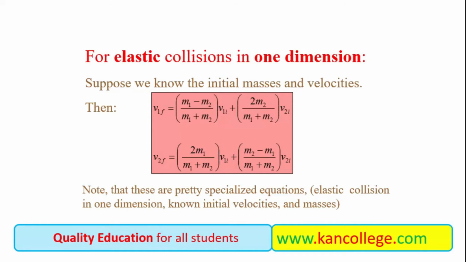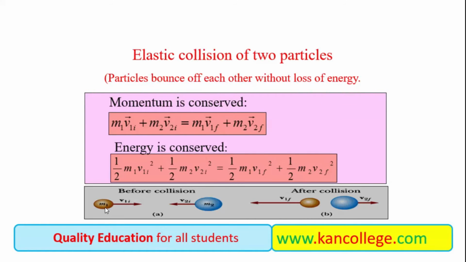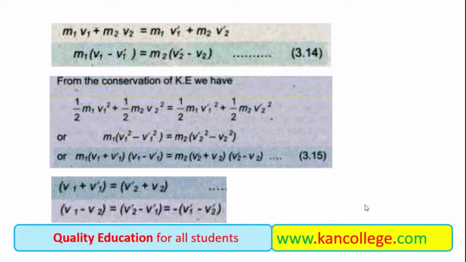As we know, as shown in the figure, before collision, the balls had mass m1, velocity v1, and mass m2, velocity v2. So the total momentum before collision was m1 v1 plus m2 v2. But after collision, the momentum will be m1 v1 dash plus m2 v2 dash. As we have considered that this is an elastic collision, the two laws, the law of conservation of momentum and the law of conservation of energy, remain valid.